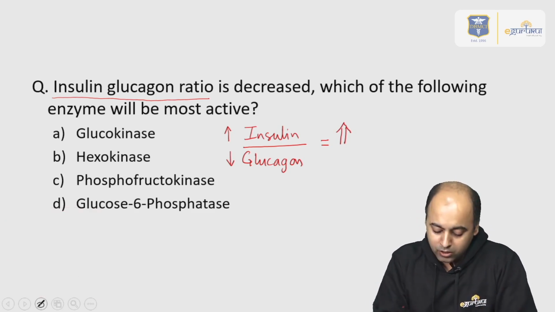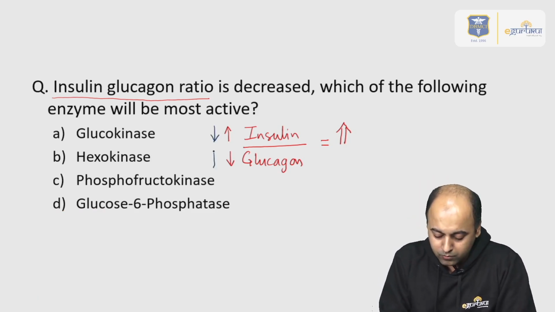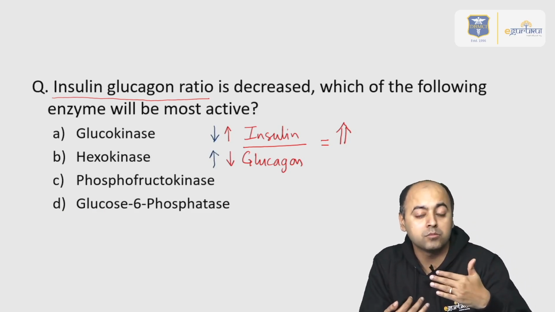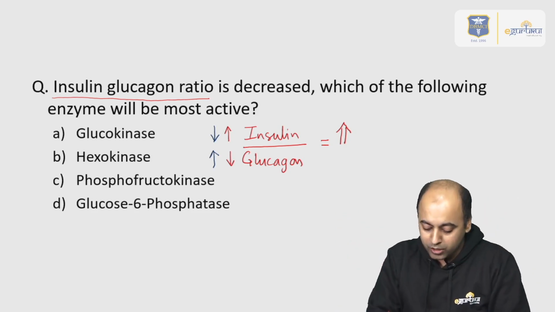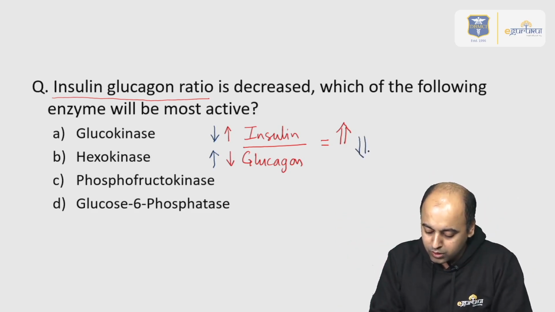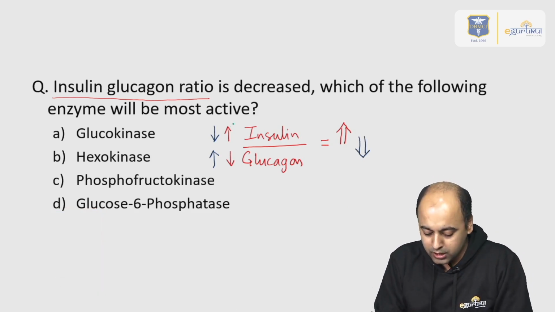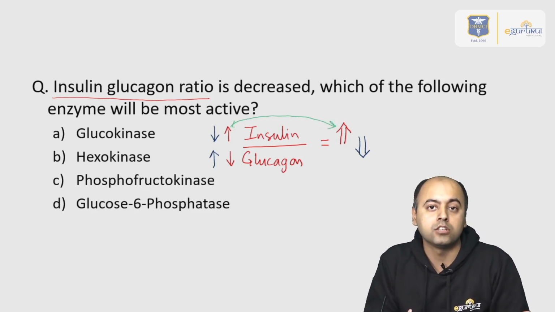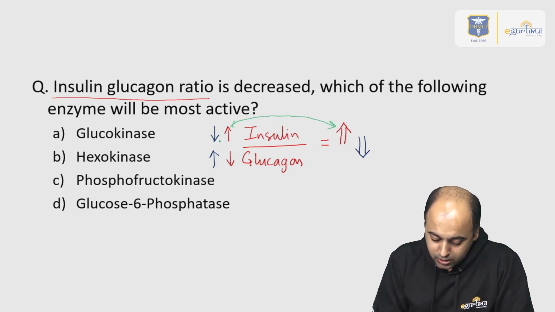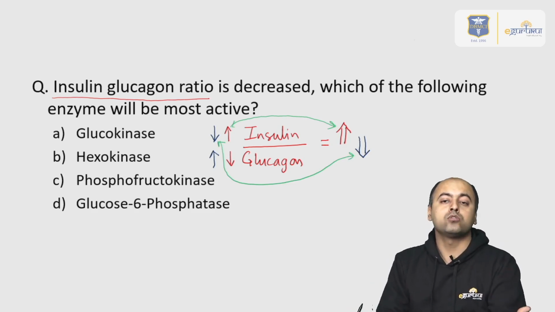Let's look at another scenario. Insulin decreases. What will happen to glucagon? Glucagon will increase. Reciprocal relationship. So what happened? Numerator has decreased, denominator has increased. What will happen to the net value? The net value will become less. Now, very interesting observation if you look carefully. If insulin increases, the insulin glucagon ratio also increases. If insulin decreases, the insulin glucagon ratio also decreases.